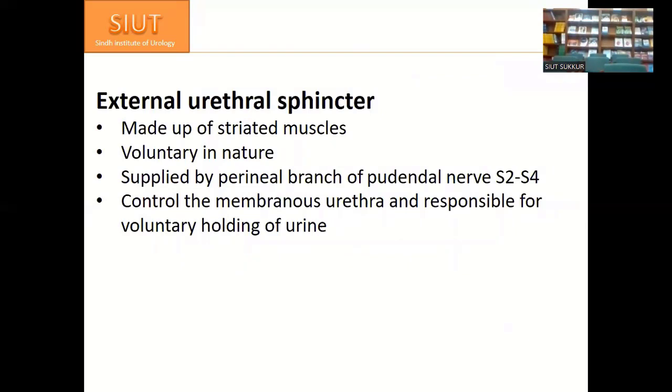External urethral sphincter is made of striated muscles, voluntary in nature, and it's supplied by the perineal branch of pudendal nerve from S2 to S4. It controls the membranous urethra and is responsible for the voluntary holding of urine.